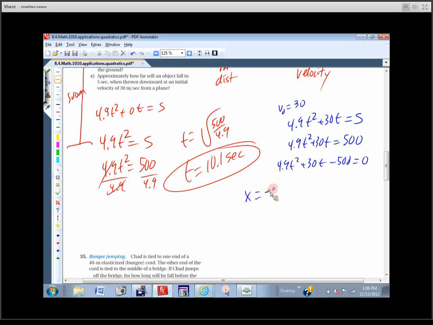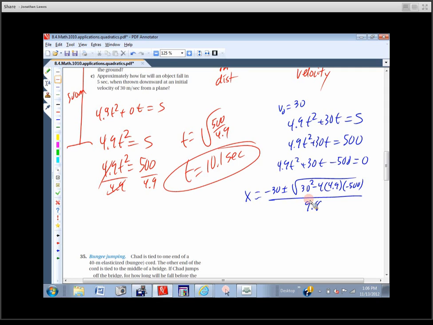So this is going to be negative 30 plus or minus the square root of 30 squared minus 4 times a times c. Again, we don't want to skip this part. So this is going to be 4.9 times negative 500, all over 2a, so that's going to be 9.8. Okay, did I set this up right? Did I identify a, b, and c correctly? Did I make any silly sign errors or anything like that? Didn't divide one thing by 2 and divide the other thing by 4? That's just crazy.